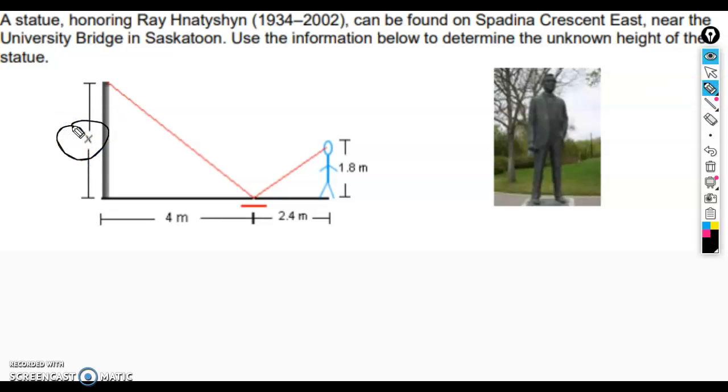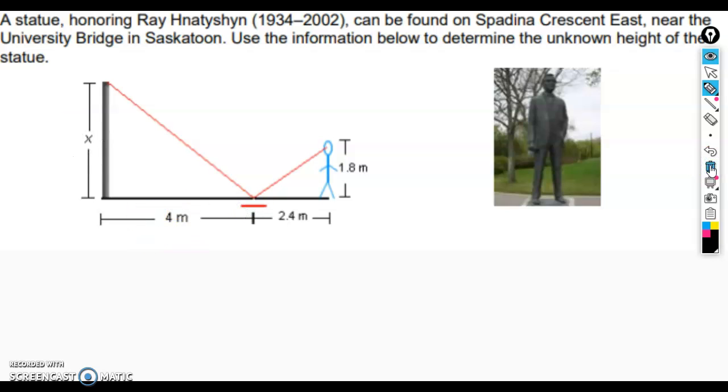So let's look at this. We have this person here who is standing at 1.8 meters tall, and they are about 2.4 meters from this point on the ground. Then our statue, we don't know the height of the statue, but we know that it is 4 meters from this point on the ground.